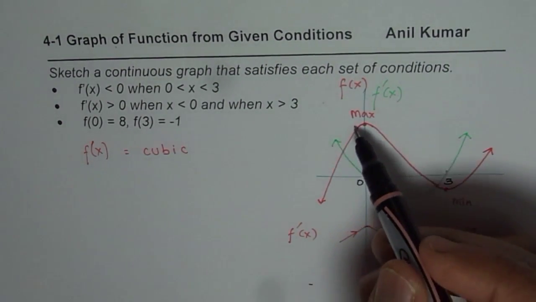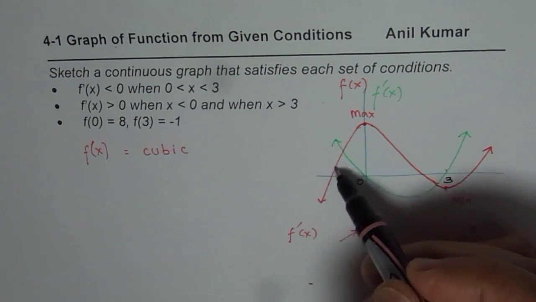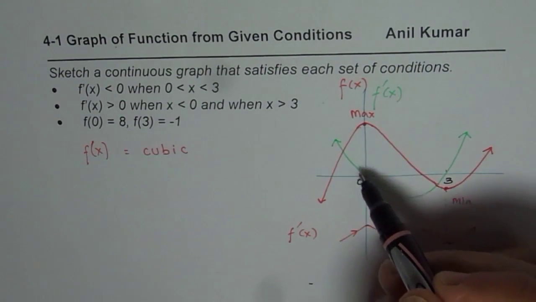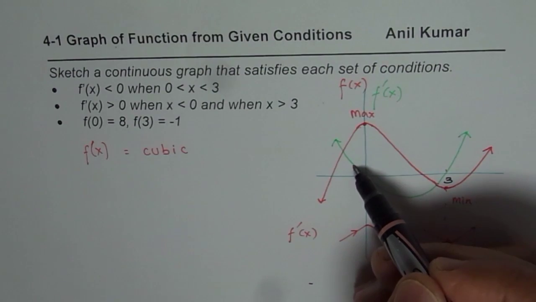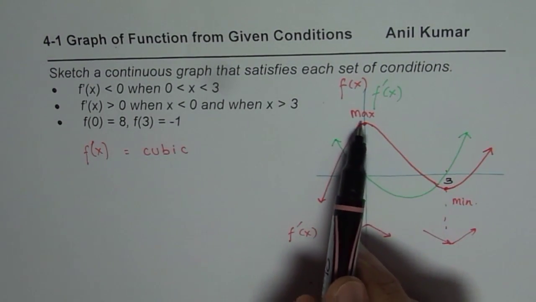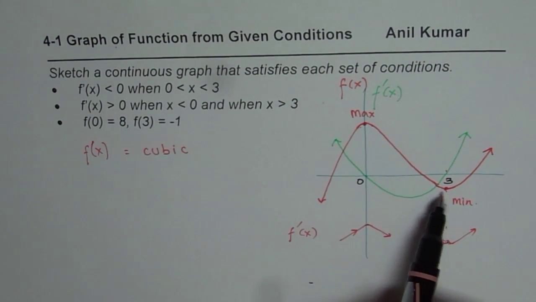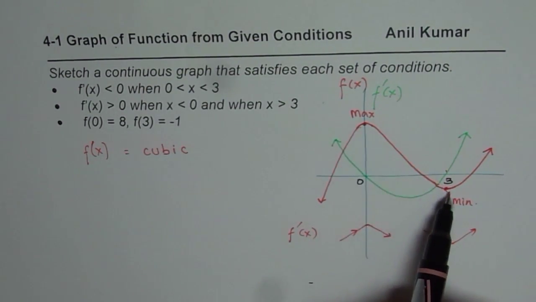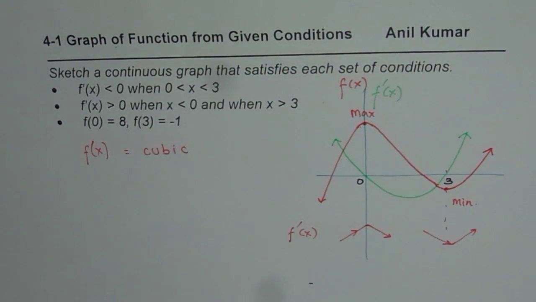Now look at it. If you see the function, any tangent on the left side of 0 will be positive, that is, the derivative is positive. Beyond this point it is negative, and at this point it is 0. Those are the turning points. So 0 and 3 are the turning points of the function. That is how you can make the graph of the function from the information given to you. So I hope that helps.